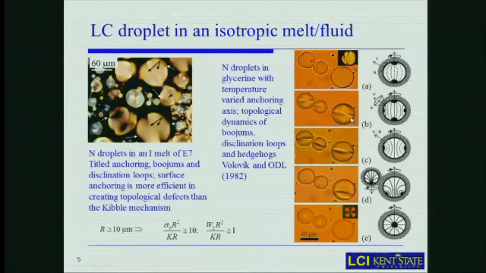Then you can play with the chemical composition or with the temperature of this system, and by changing the temperature, you can change the equilibrium orientation of the director at the surface. And at high temperature, you can make the director being tangential, and in that case, you observe only two defects. And then as you change the temperature, you go to the situation when the director is perpendicular to the interface.